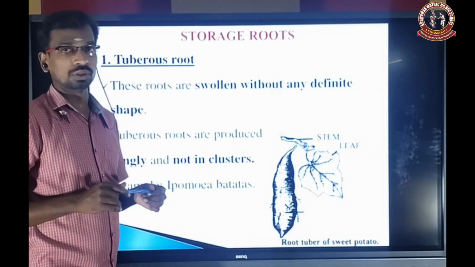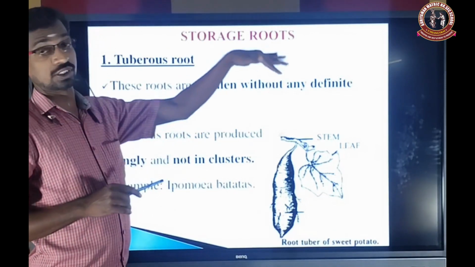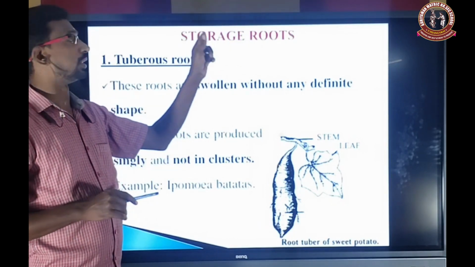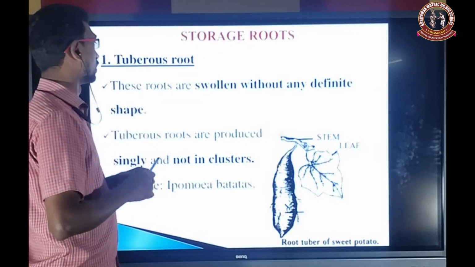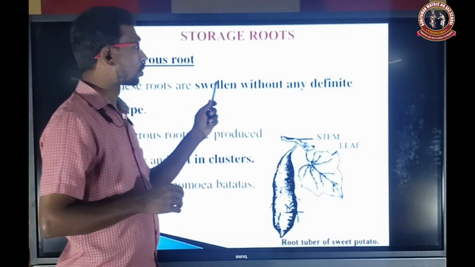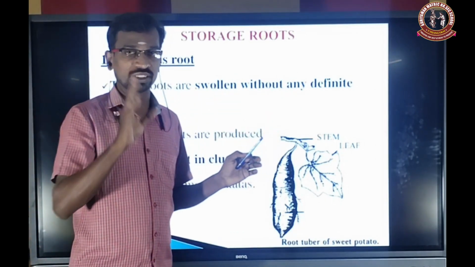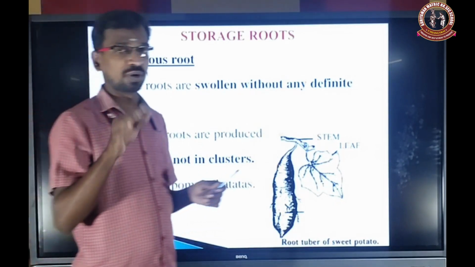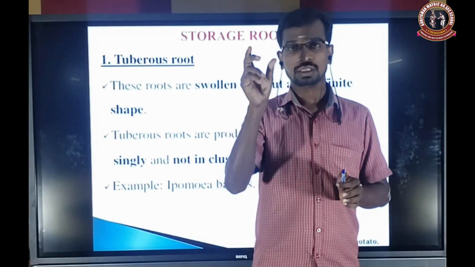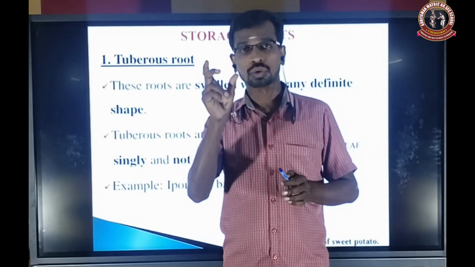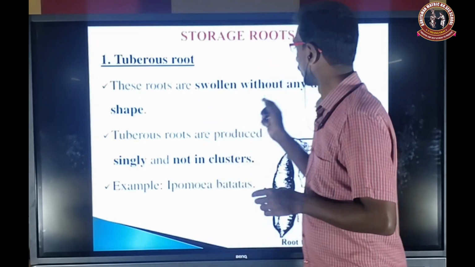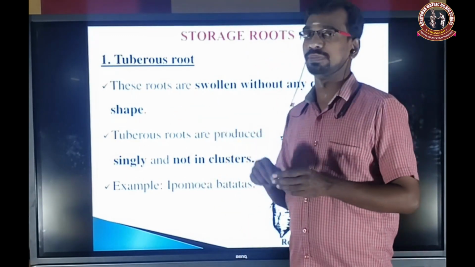Now the storage adventitious root, that is very important. So storage, not storage taproot, it's a storage adventitious root modification. First one is the tuberous root. These roots are swollen without any definite shape. But in taproot we can see the shape: cone shape, that is conical, and fusiform shape, and napiform shape. But they do not have any definite shape.